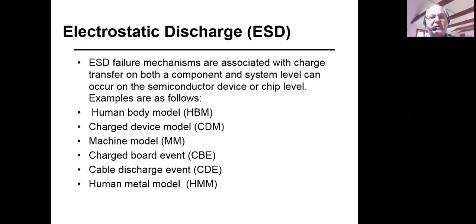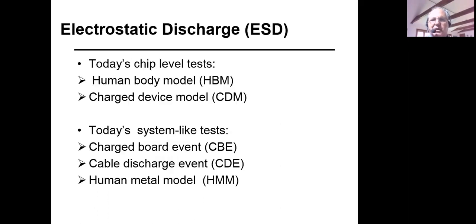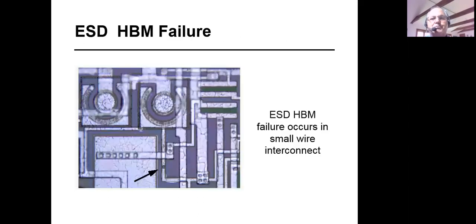In ESD phenomena, most of the models are the human body model, charge device model, and machine model, and there's growing interest in the charge board model, cable discharge, and another one called the human metal model. Today, human body model and charge device model are the standards that are used for qualification. The others are still in progress.